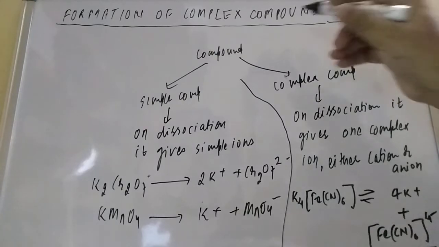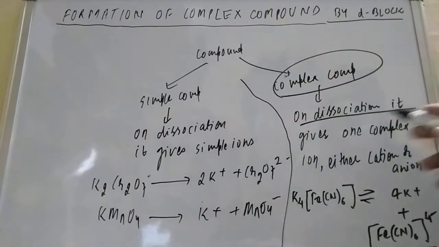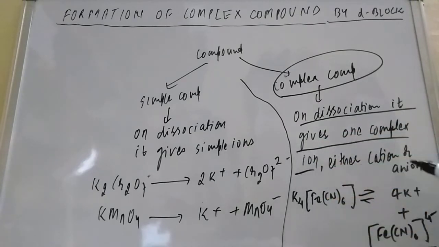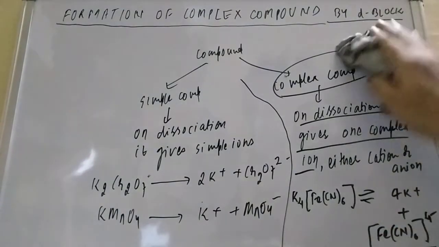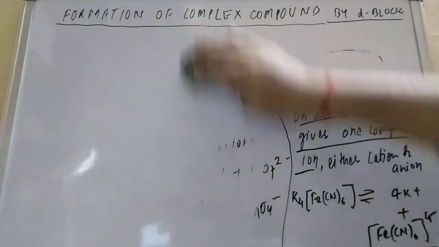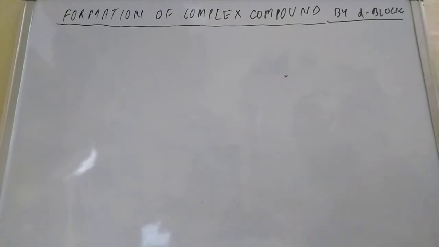Again, try to understand what a complex compound is. A complex compound, on dissociation, gives one complex ion, either cation or anion. So one example we have seen. Now, why do D block elements form complex compounds? That we have to understand. There are basically 3 reasons applicable for why they form complex compounds.